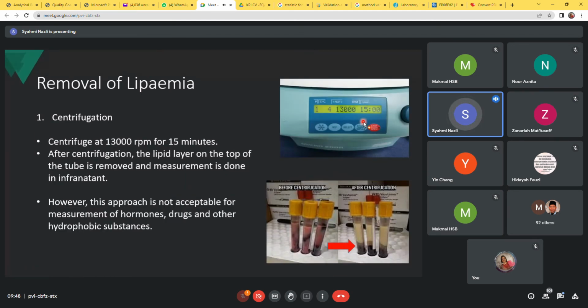So how do we do the centrifugation? We put the sample into an Eppendorf tube and centrifuge at 13,000 RPM for 15 minutes. After centrifugation, the lipid layer at the top of the tube is removed, which is this area. The lipid whitish area will be removed, and measurement of the analyte is done in this middle part, the infranatant. However, bear in mind this approach is not acceptable for lipophilic analytes like hormones, drugs, and other hydrophobic substances.